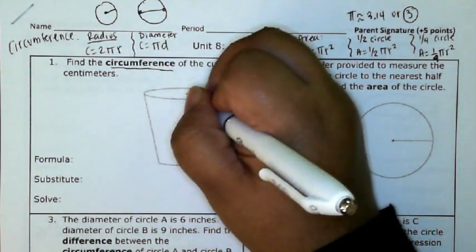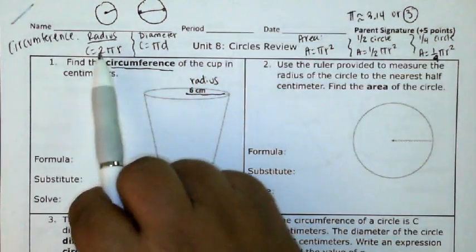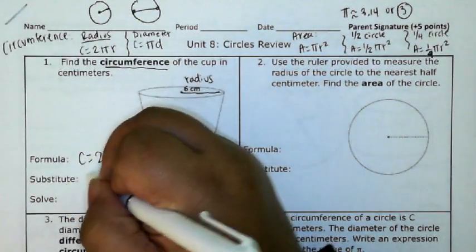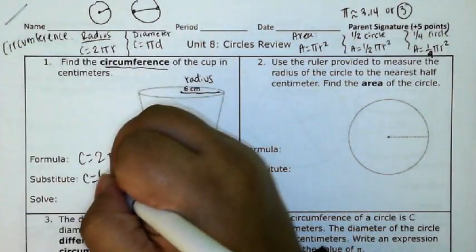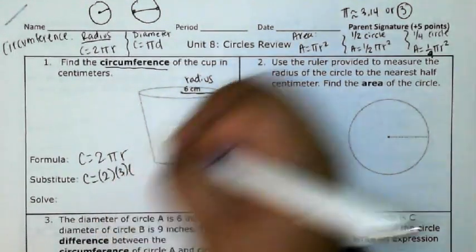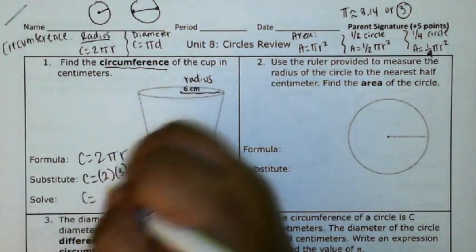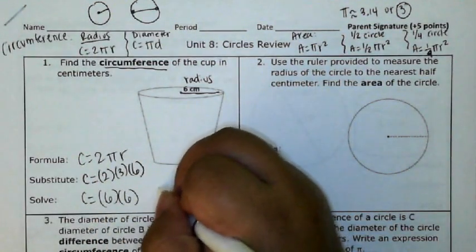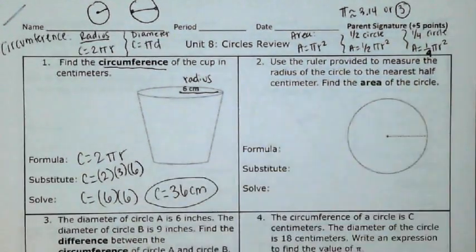here it is going from center to edge. I know that this is radius. So if it's finding circumference, I'm going to use c equals 2 pi r. Then I'm just going to substitute, which means to plug in the information that you have. Pi is going to be 3, so I'm going to plug in 3. Radius is 6, so I'm going to plug in 6. Now c is equal to 2 times 3, which is 6, times 6, and that is going to give me 36. My answer is going to be 36 centimeters.